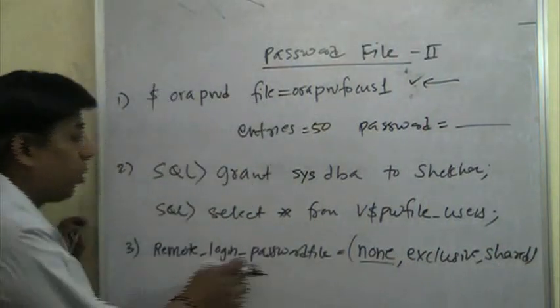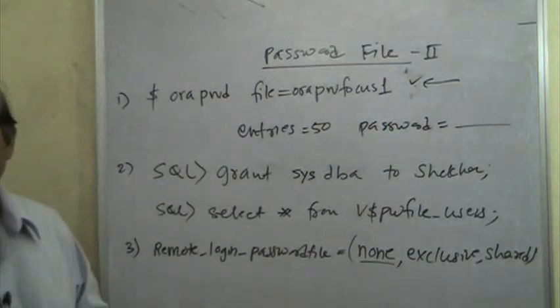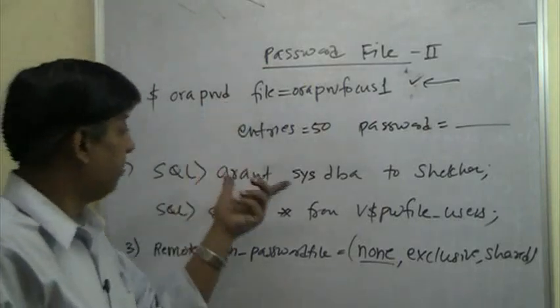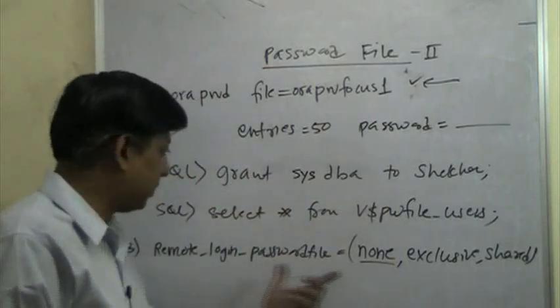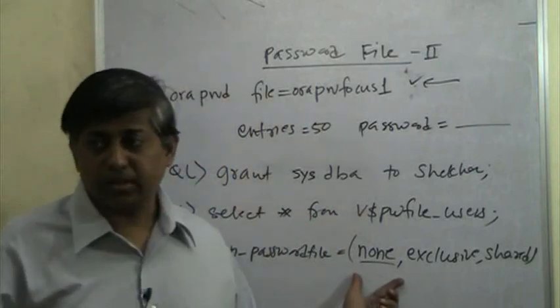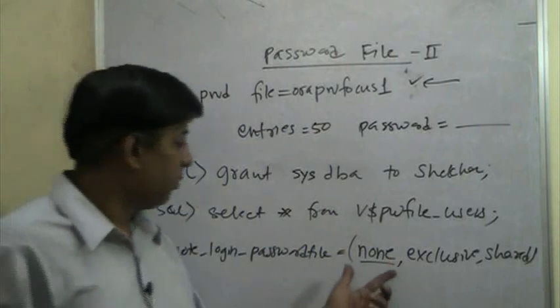By default it is none. It means do not use the password file for any kind of remote authentication. Even if you create the password file and do all these things, if this is set to none, the password file will not be used. Nobody will be able to log in remotely as SysDBA even if they know the password.